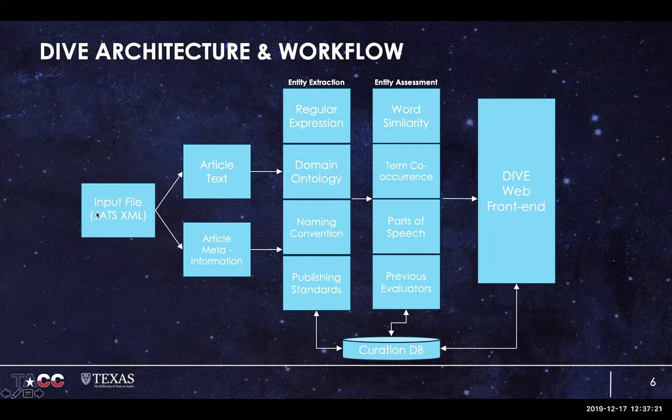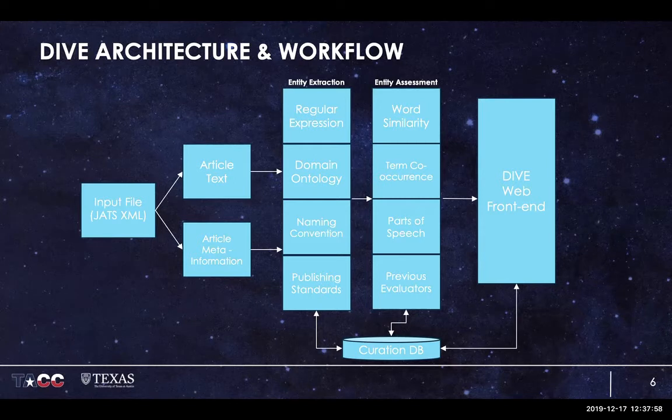So we get from Sheridan an input of the articles. When someone submits an article to them, their internal view of this article is a proprietary XML format that they use. So we get a copy of that. We extract the article text, the plain text of the article, and the meta information, the structural information of the article. And then we run it through our pipeline that uses the 4 methodologies that I mentioned. So regular expressions, cross-linking with other existing ontologies.